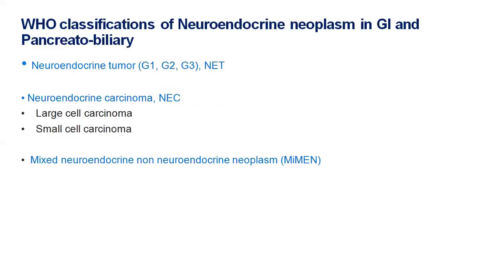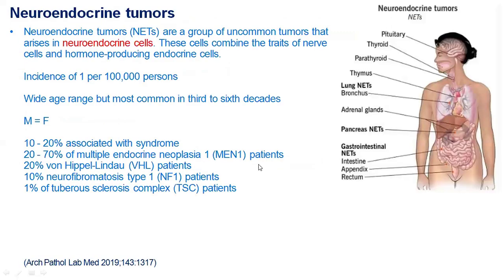First, according to the WHO classification of neuroendocrine neoplasms in the GI and pancreatobiliary system, there are three entities. The first is the neuroendocrine tumor, which is further divided into G1, G2, and G3. The second category is the neuroendocrine carcinoma, which is further subdivided into large cell and small cell. The third category is the mixed neuroendocrine, non-neuroendocrine neoplasm. First we will discuss what a neuroendocrine tumor is.